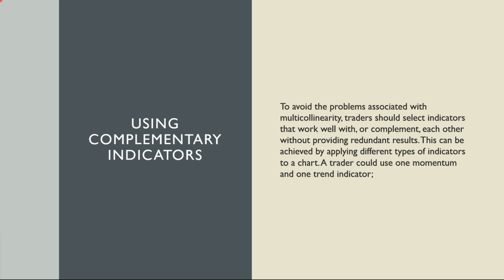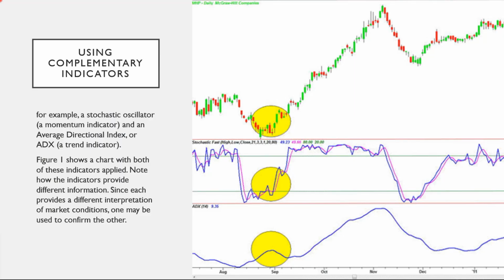To avoid the problem associated with multicollinearity, traders should select indicators that work well together or complement each other without providing redundant results. This can be achieved by applying different types of indicators to a chart. A trader could use one momentum indicator and one trend indicator, for example, a stochastics indicator and an average directional index.